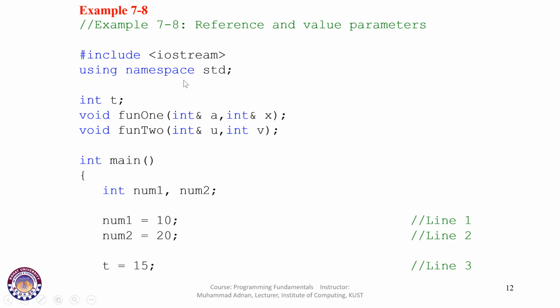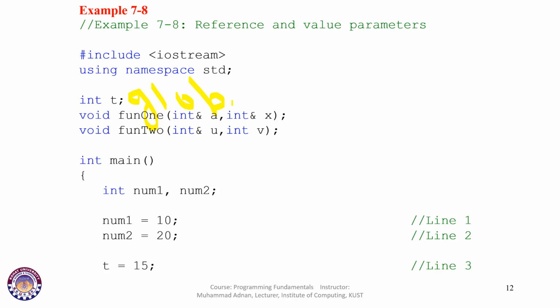In this C++ program, we are including the iostream header file, which contains the necessary methods and classes that are used by cin and cout statements. We are using the standard namespace. Then we declare a global variable called t. Remember, t is a global variable that can be accessed by the main function and any other user defined function.